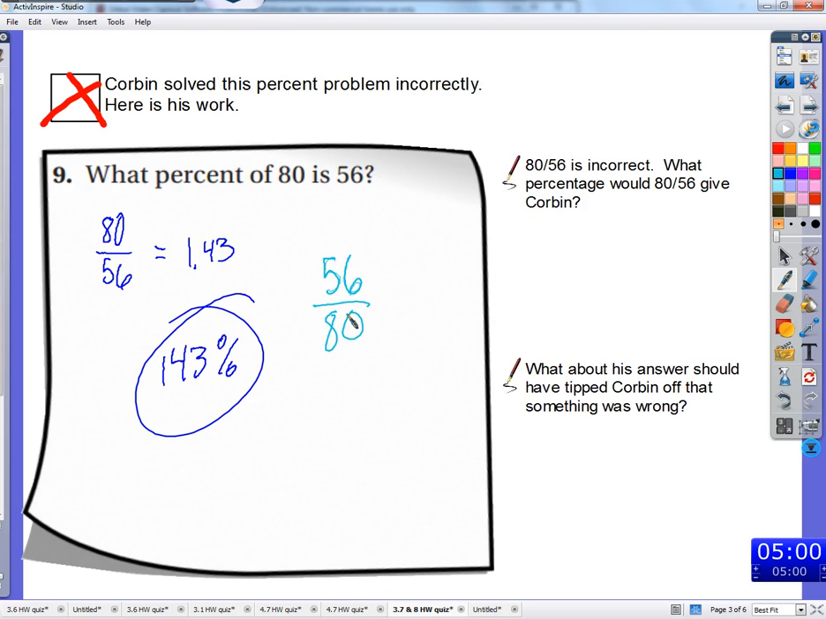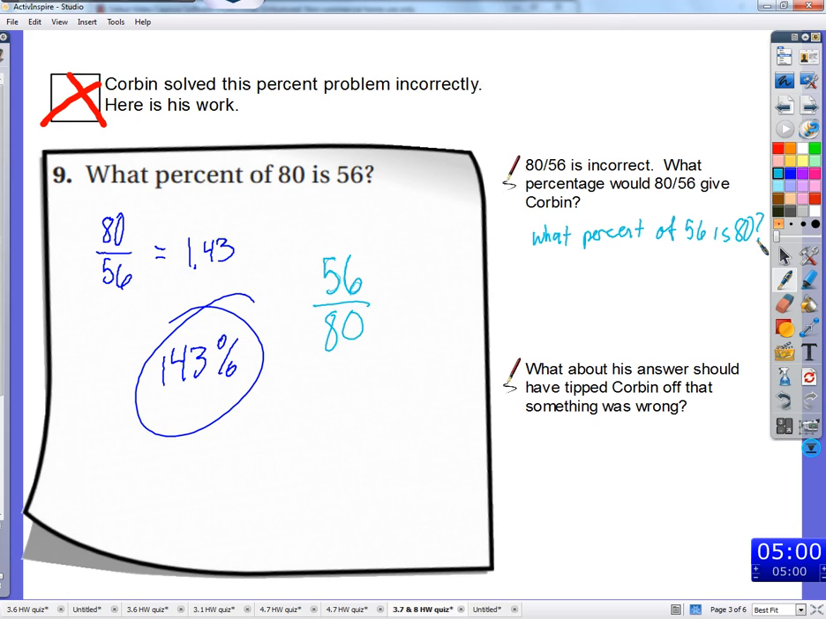But what Corbin here has done is 80 over 56, which is what percent 80 is of 56, which is kind of weird, because usually we think that percentages will just be between 0 and 100. But if you make $56 and your friend makes $80, your friend made 143% of what you made, right? 100% would be all of it, completely the same as you, and 43% more than that, 143%. So this will find what percent of 56 is 80. That's what we're finding when we do it the other way around.